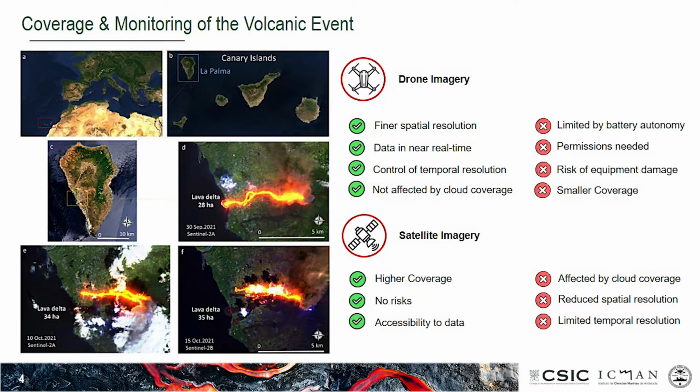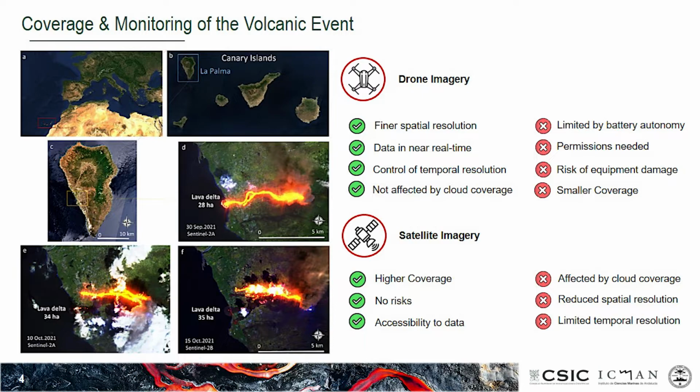So in that sense, the use of these remote sensing technologies can help to avoid risks during the observation of these phenomena. So talking about satellite imagery, the main advantage is that you can achieve a higher coverage, although it relies on meteorological conditions, with the exception of thermal and radar sensors that can work under cloud coverage and during the night.